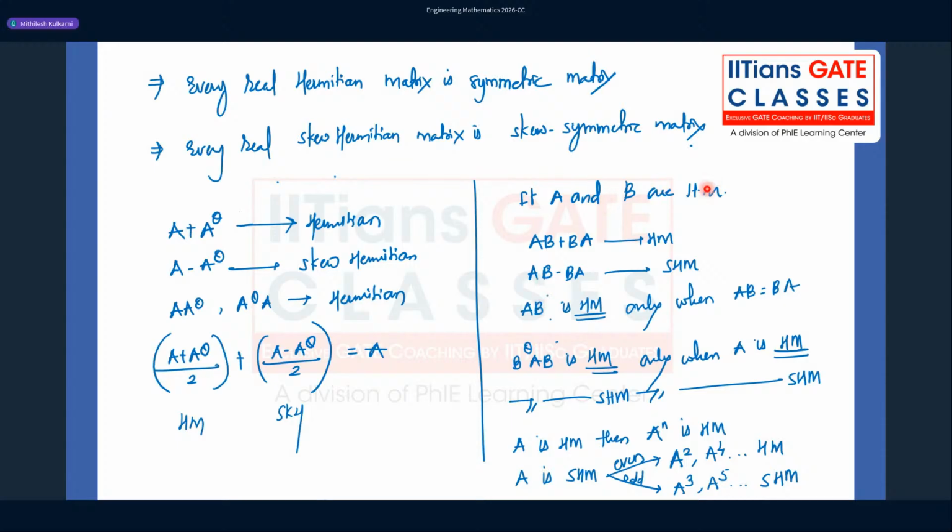And if A and B are Hermitian, then AB plus BA is Hermitian, AB minus BA is skew Hermitian. AB is Hermitian only when AB is equal to BA. B to the power theta AB is Hermitian when A is Hermitian. B to the power theta AB is skew Hermitian only when A is skew Hermitian. If A is Hermitian, A to the power n is Hermitian, for all powers n. If A is skew Hermitian, even powers of A are Hermitian and odd powers of A are skew Hermitian. So same properties, wherever the word symmetric was there it is replaced with Hermitian, and wherever skew symmetric was there it is replaced with skew Hermitian.